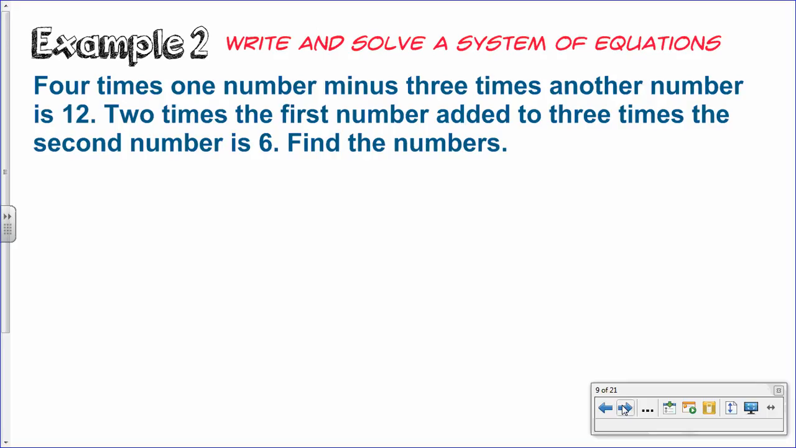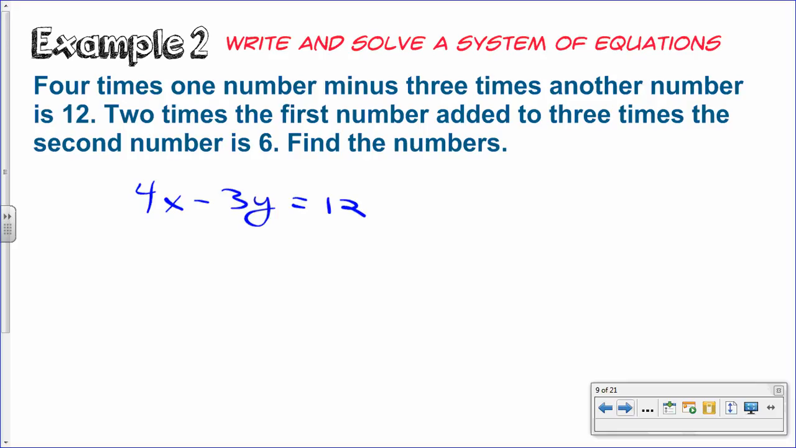Okay, here's a word problem. Same type of problem. 4 times one number minus 3 times another number is what? How would I write that? 4x minus 3y equals 12. Okay? Now we are working with what? Systems, so I need another equation, right? Okay, what's my second one?